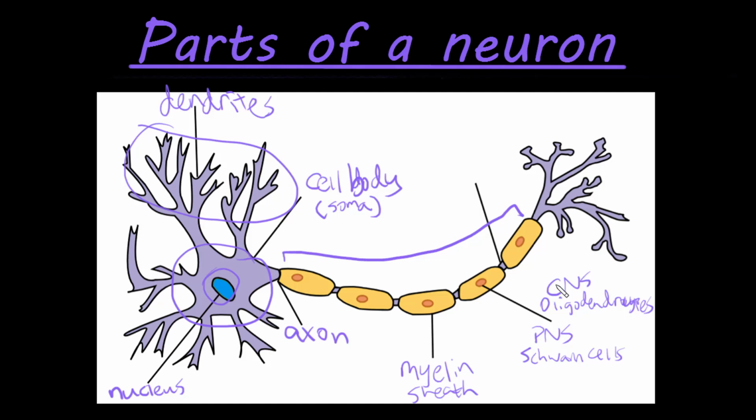So if you're in the CNS or central nervous system, the cells that make up the myelin sheath are oligodendrocytes. In the peripheral nervous system, those are called Schwann cells. So that's what this is right here. Cells that make up the myelin sheath along the axon of our neuron.